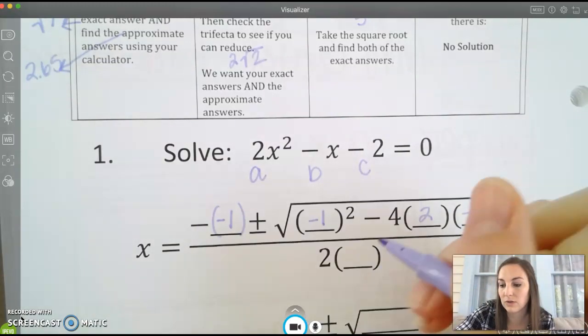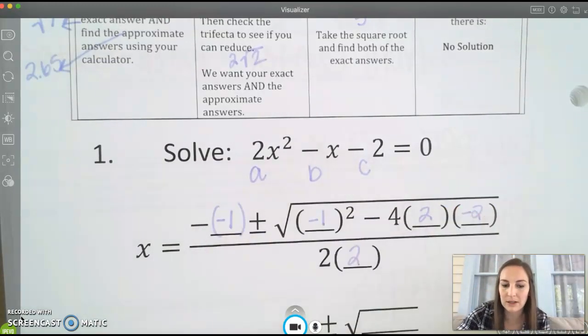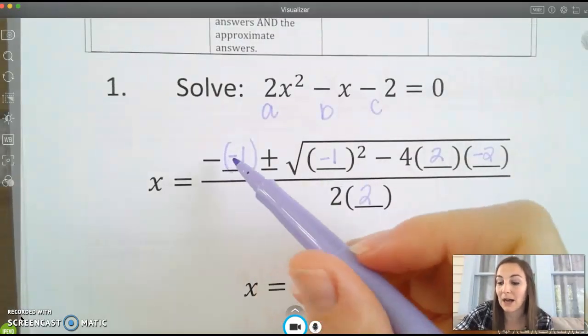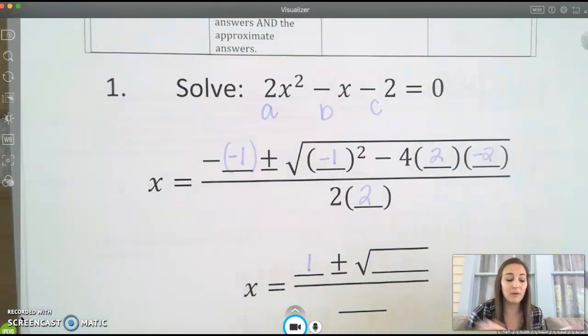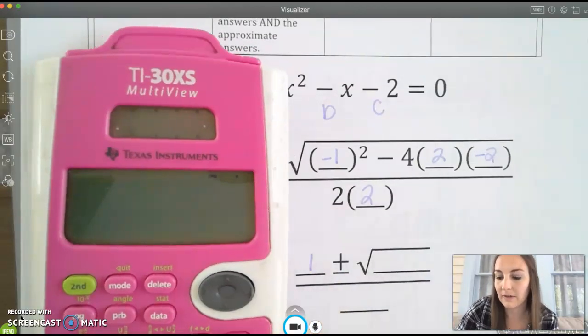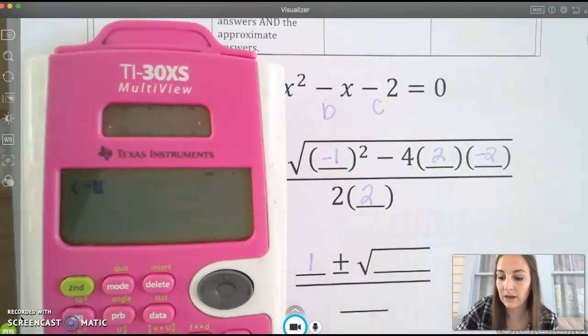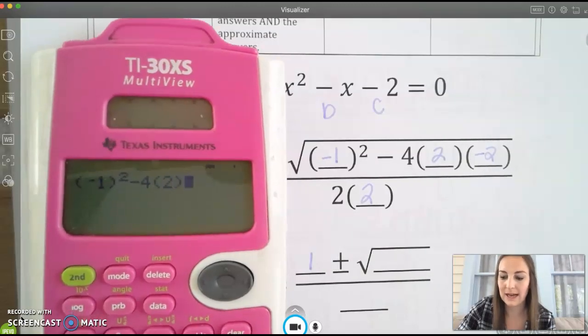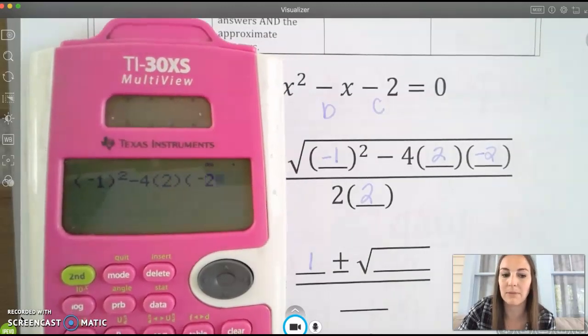And so 2 times 2. So again, I want to keep everything in parentheses here. And now I'm going to simplify. So the opposite of -1 gives me a +1. And then I want to carefully put this into my calculator, the (-1) squared. So I have, in parentheses, -1 squared, minus 4 times 2 times -2.